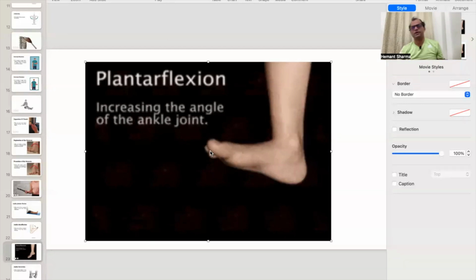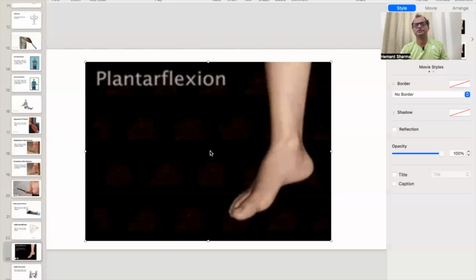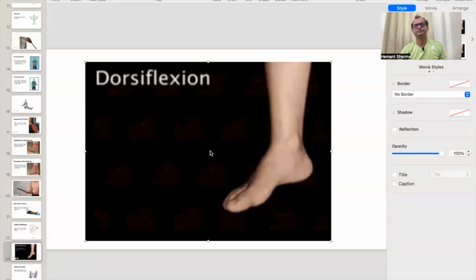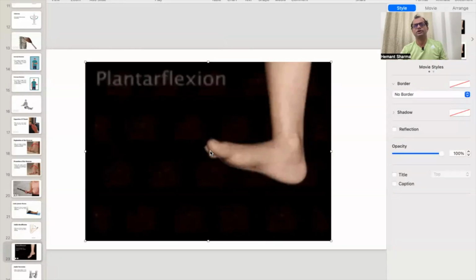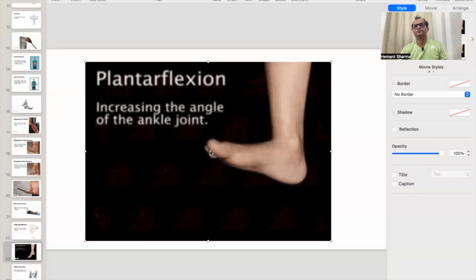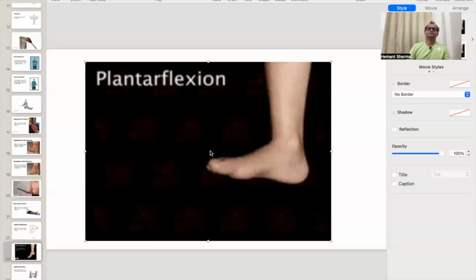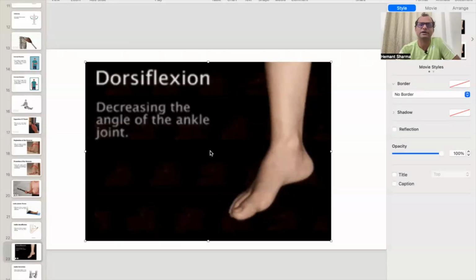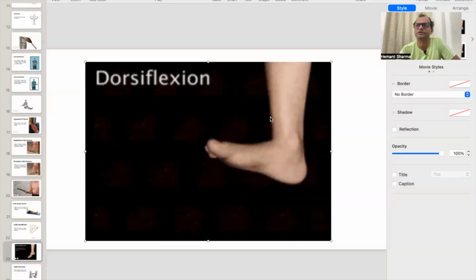So now next, the plantar flexion. This is the plantar flexion. So the meaning of plantar flexion, increasing the angle. We can see there is a lot of angle increase in the plantar flexion.